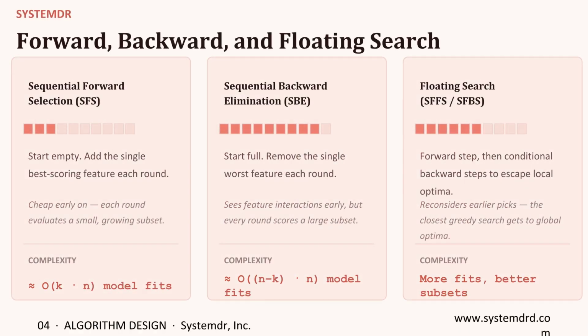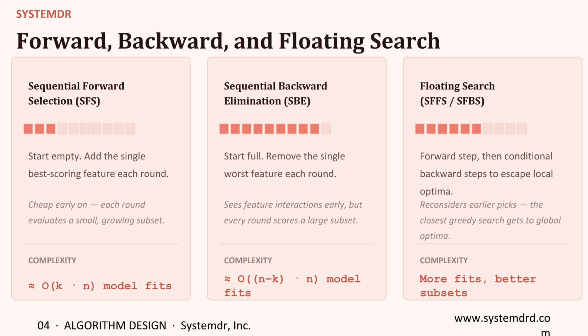So within wrapper methods, there are really three algorithms worth knowing well. Sequential forward selection starts from an empty set and adds the single best scoring feature each round. It's cheap early on because every round is evaluating a small, growing subset. Its rough complexity is on the order of k times n model fits, so it scales with how many features you're keeping, not how many you're throwing away.